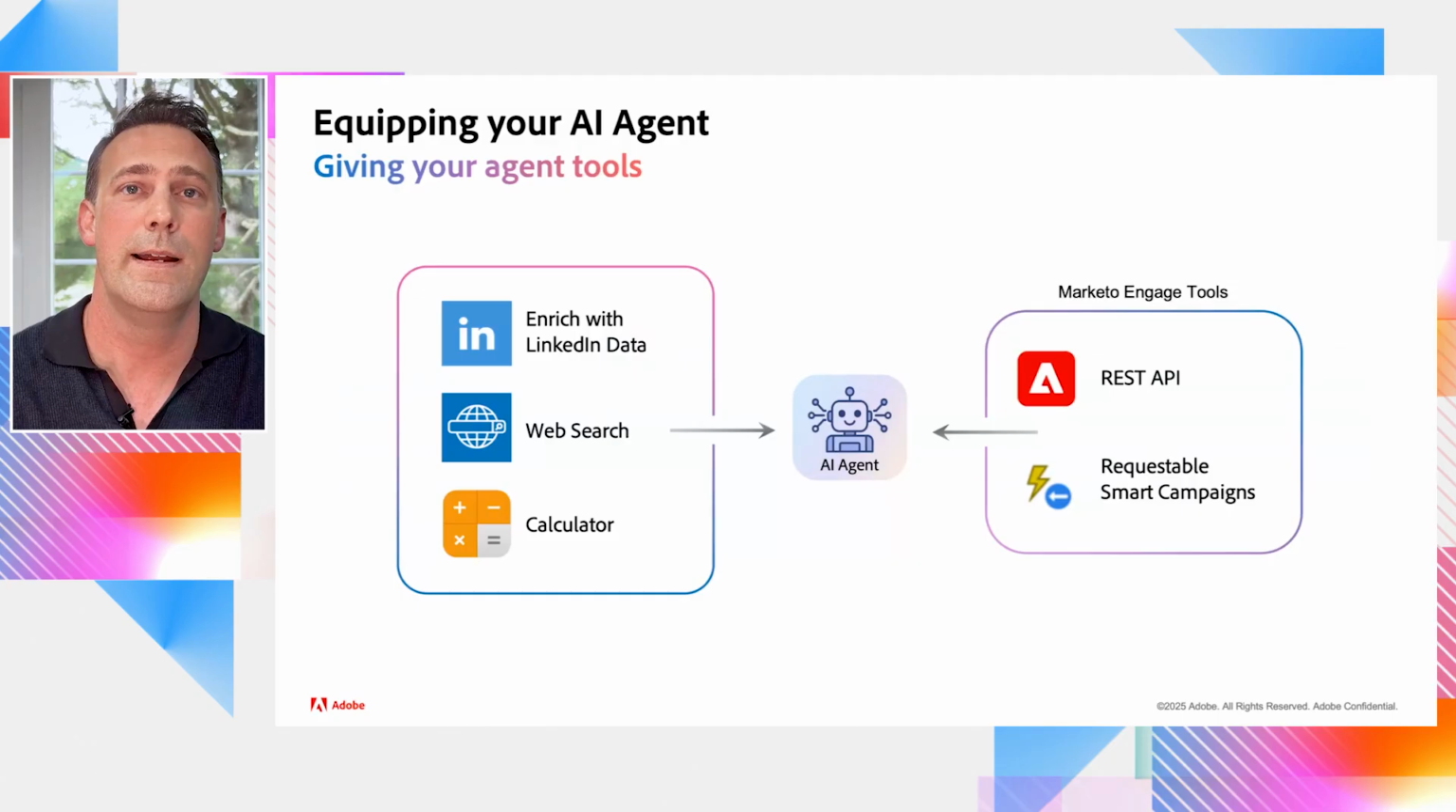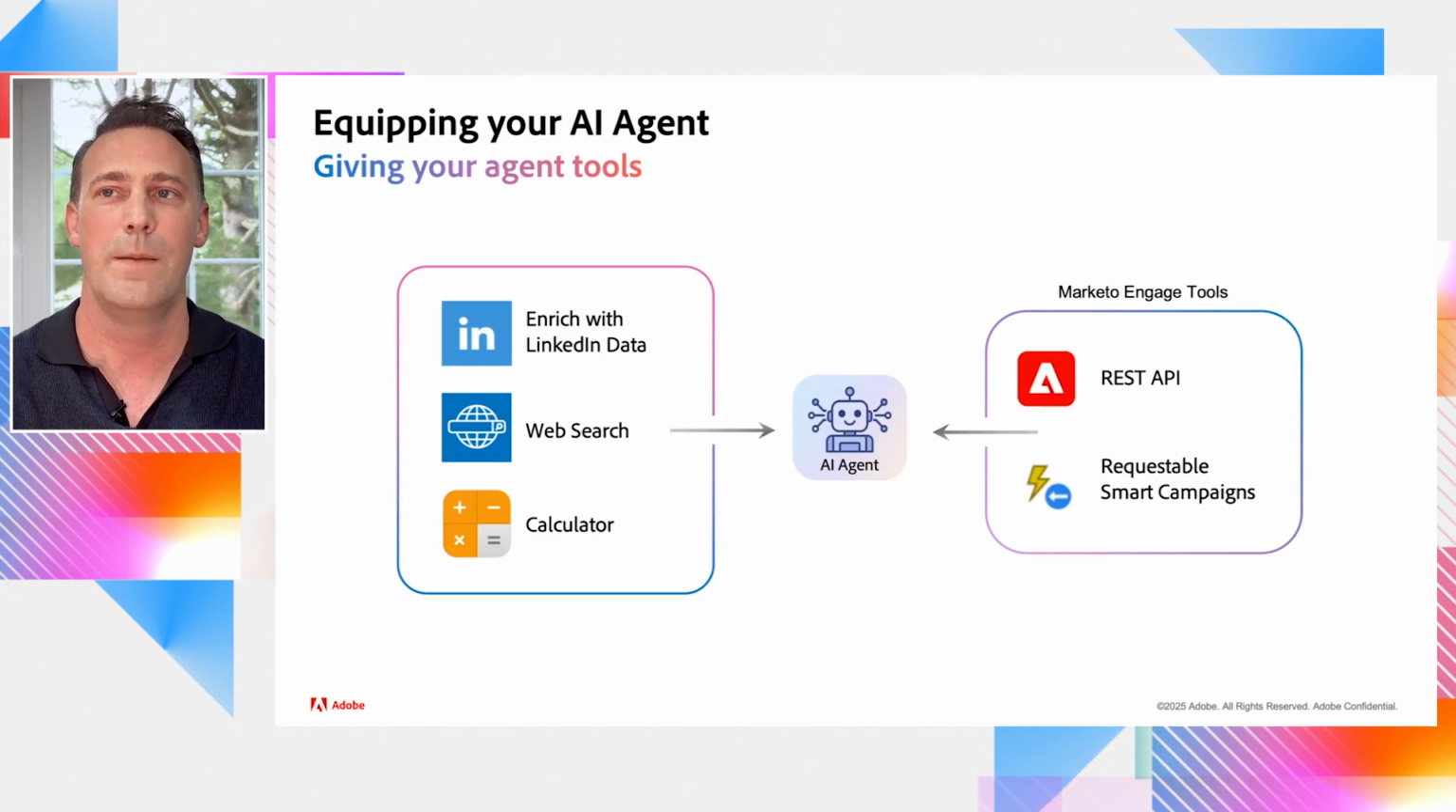Next, to make our AI agent truly effective, we need to give it tools. These are ways that it can interact with data and take action. At a basic level, tools like web search and calculators help the AI reason and fill in gaps. For lead qualification, a key tool is lead enrichment, allowing the AI to pull additional details from LinkedIn or APIs when data isn't complete so that it can get a full picture.